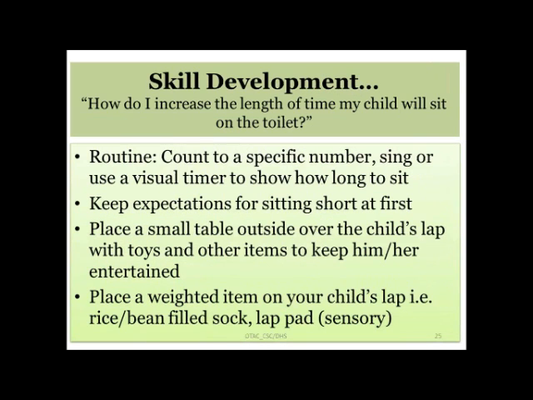And then in developing the skill, when we're able to increase the sitting time on the toilet, you might have a visual timer, or we'll count to 30, and then it'll be time to be done sitting. We want to keep expectations for sitting really short at first. So it might be 10 seconds, because the goal is just to sit, and then maybe we can go to 20 seconds to 30 seconds to 1 minute over a period of time to get those longer sits.